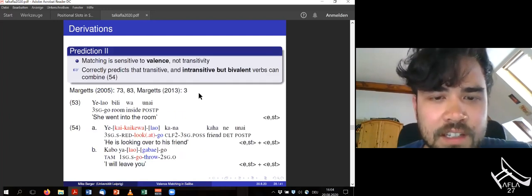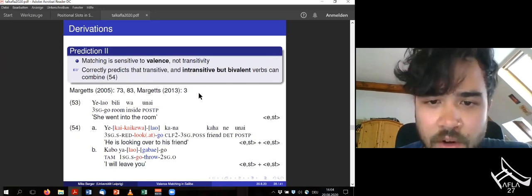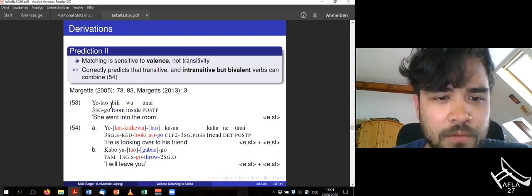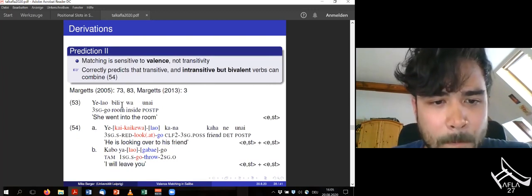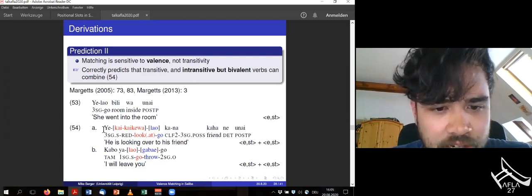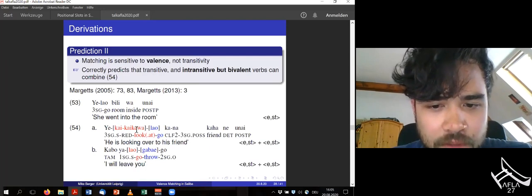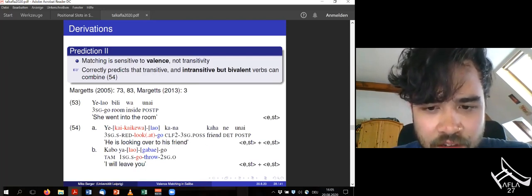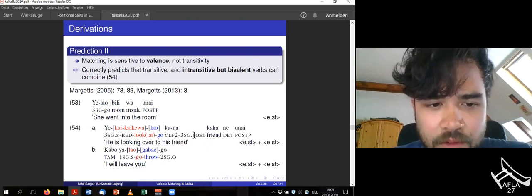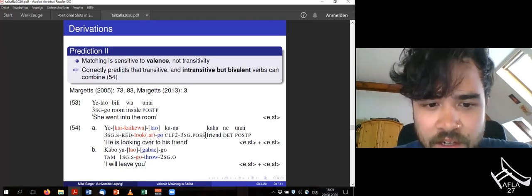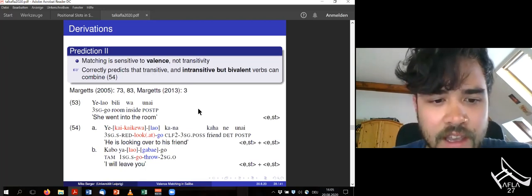And second, matching is sensitive to valence, not transitivity, which correctly predicts that transitive and intransitive but bivalent verbs can combine. So for example, in 53, we have the verb lao. And once we stick lao in a complex verb as the final verb, with the verb look at, I assume these are both EST, and this is fine. And note that 54A also shows that it's the final verb which determines how the object of the complex is realized, because this guy here is oblique. Okay, so he's looking over to his friend.